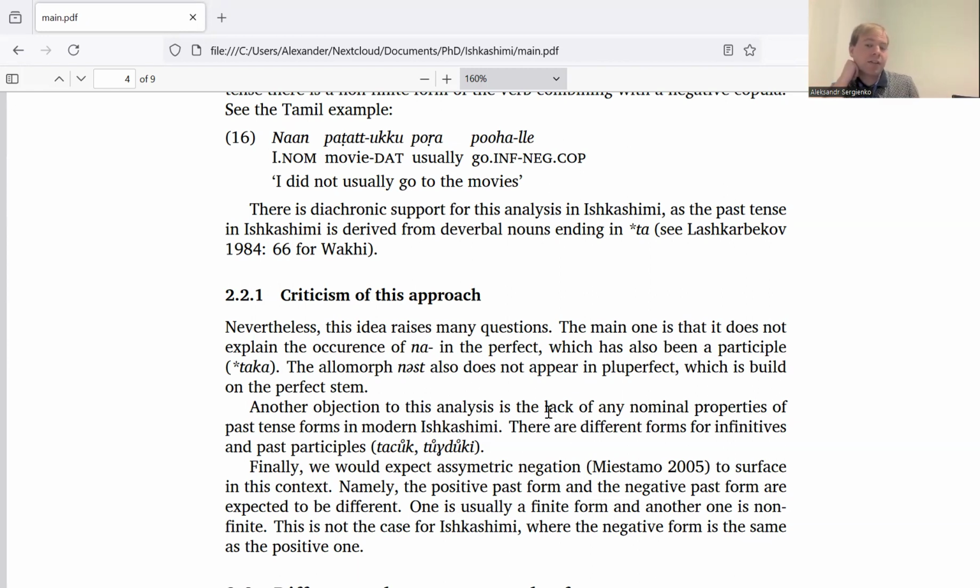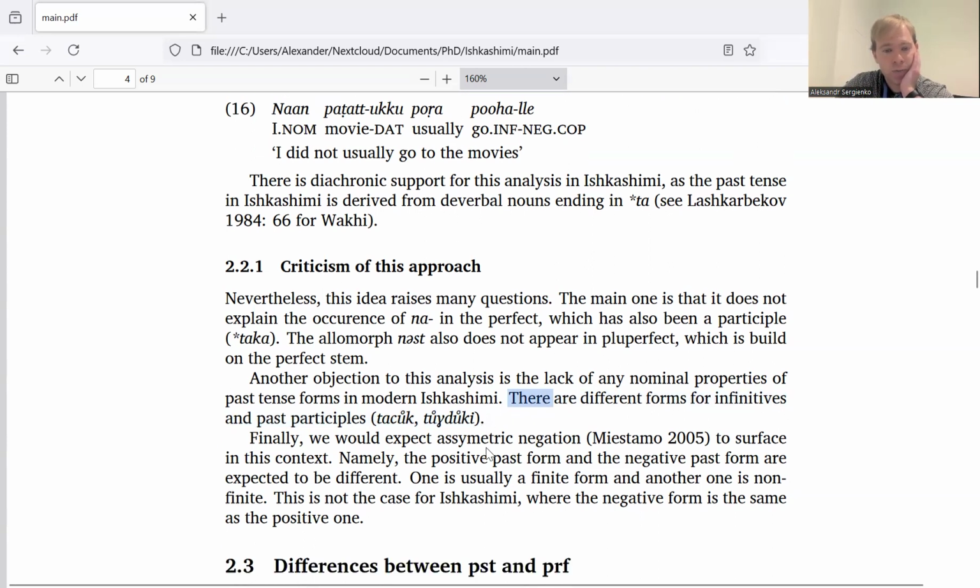Another objection to this analysis is the lack of any normal properties of past tense form in modern Ishkashimi, right? So you cannot use the form turd as a nominal in modern Ishkashimi, right? It is just a finite form. There are different forms for infinitive and past participles, but you cannot use the turd.